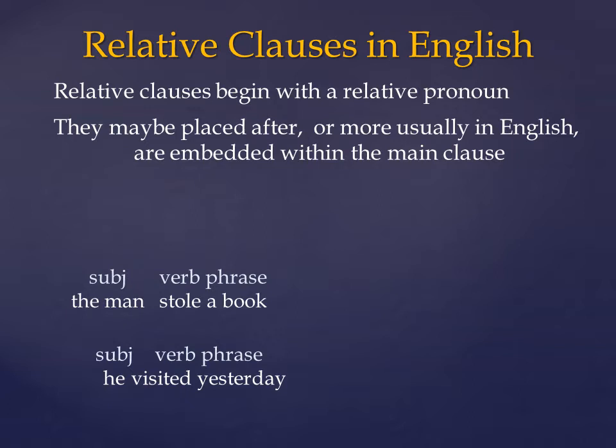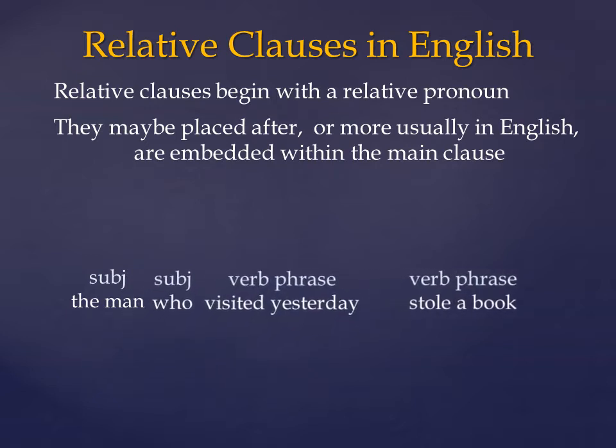The first thing to notice is that the clauses actually express two separate thoughts, which are linked by a common thing. So if we take the example, the man stole a book and he visited yesterday, we can see the subjects of both sentences refer to the same thing, the man. So it is this noun phrase, the man, that a relative clause will modify. So to embed the second clause, first we have to change the subject to a relative pronoun, and we will use the pronoun who because it refers to a person, and then position it in the sentence immediately after the thing that it modifies.